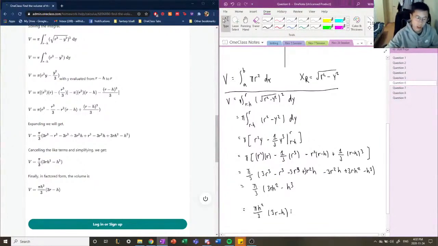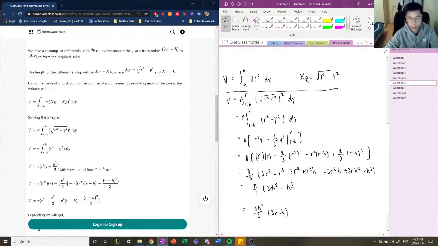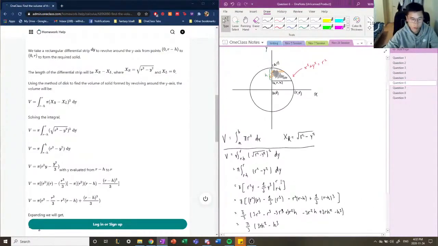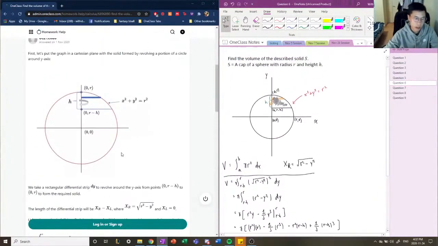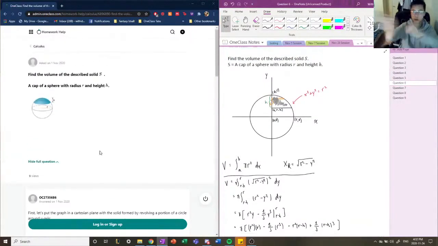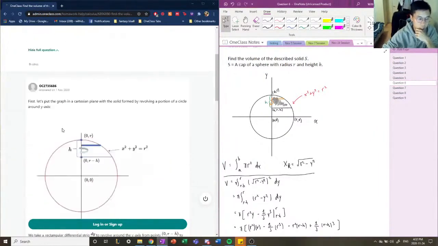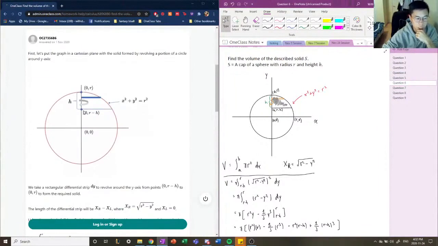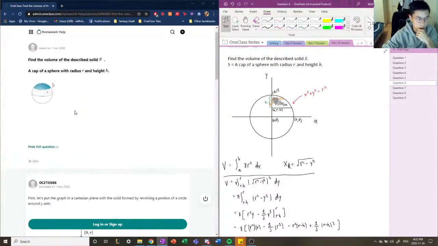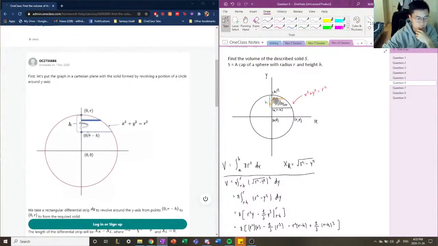Okay, cool. So let me just run through the problem again because there's a lot to describe and maybe you guys are confused. The original question asked us to find the volume of this solid, which is a cap of a sphere with radius r and height h. We illustrated this solid in a two-dimensional form, and we reasoned that the volume of this solid is equivalent to this quadrant region that is revolved around the y-axis.